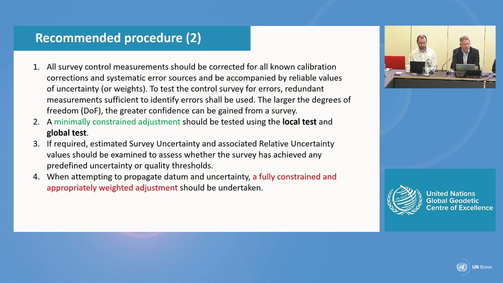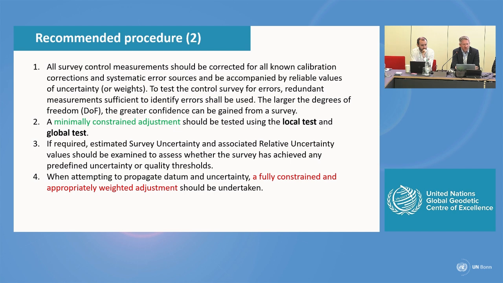So in terms of the procedure, the survey control measurements, first of all, you've got to correct them from all known calibrations. So this might be applying corrections if you had theodolite or total station instruments. And then you're essentially coming up with the uncertainty that you have for that measurement, and that effectively becomes the weight that is applied in the adjustment.